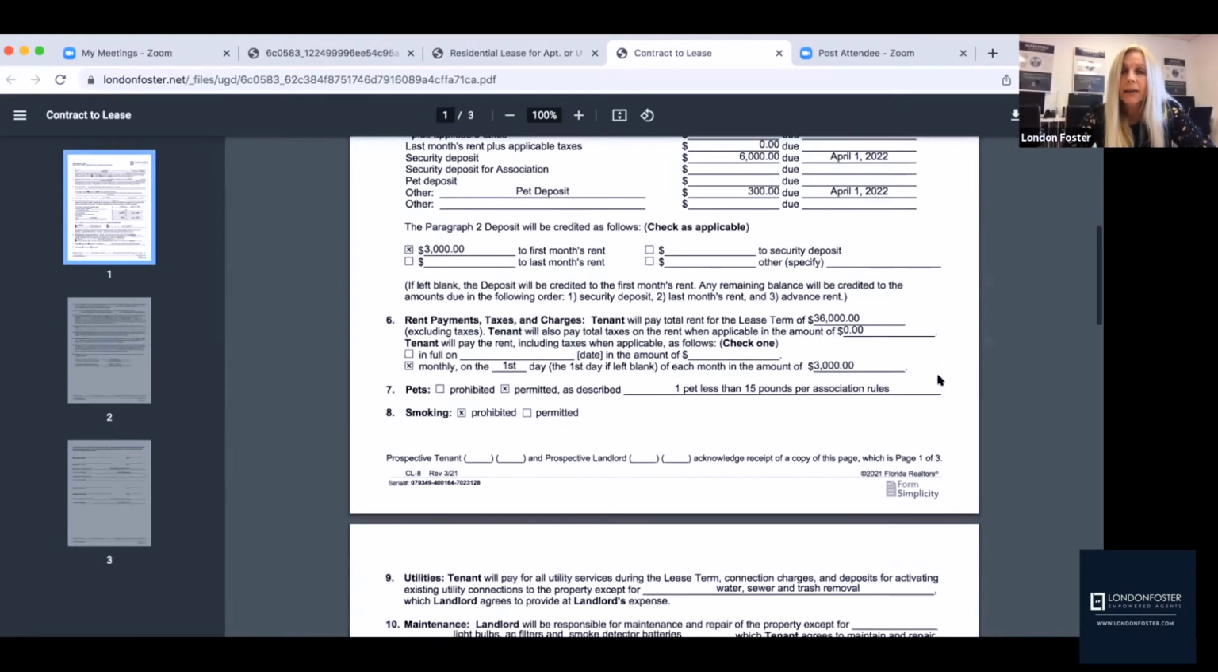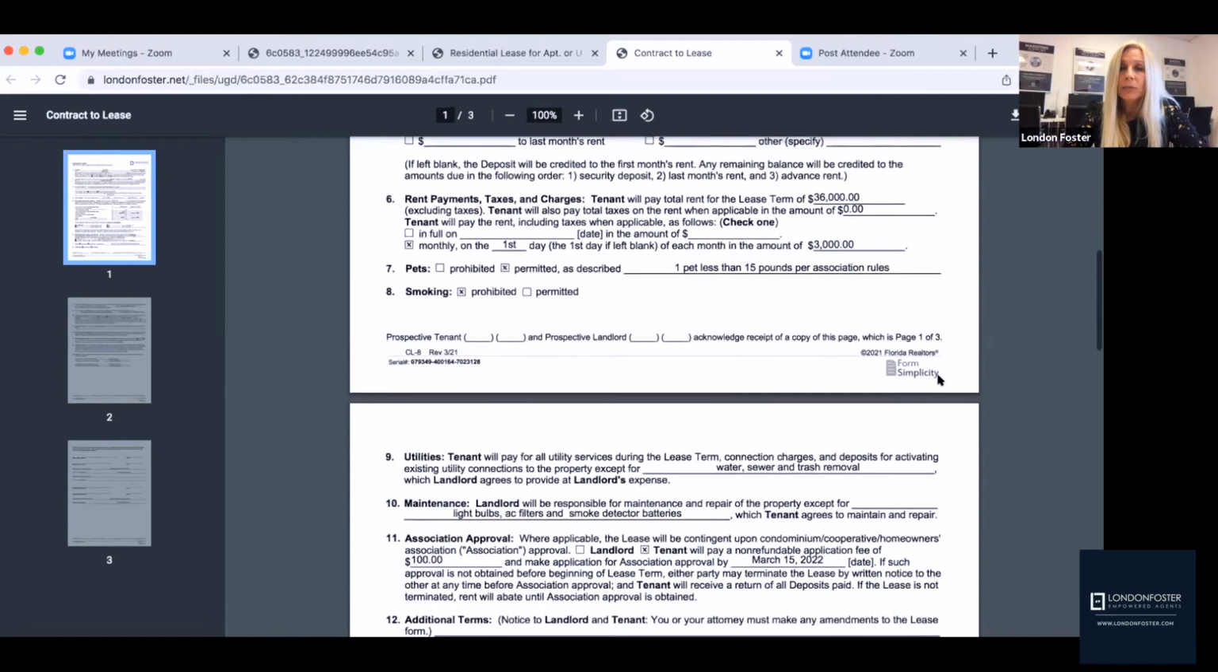Okay. Again, it says here, if left blank, it will be credited to the first month's rent. I suggest not leaving it blank. All parties need to know what that's for. So again, I prefer to write it in there, so there's no confusion to the agents or to the tenants or the landlord what that money was for.